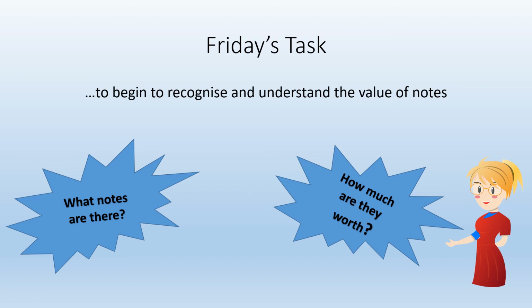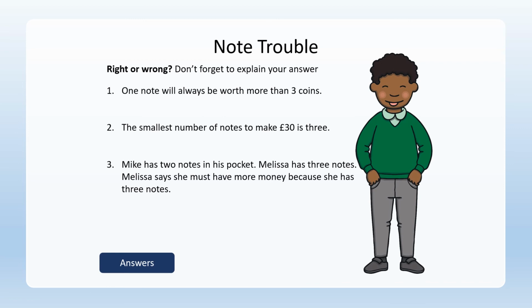Friday's task. To begin to recognise and understand the value of notes. So remember, when you can use bigger amounts of money, use notes instead of coins. So, right or wrong? Number 1, one note will always be worth more than 3 coins. Number 2, the smallest number of notes to make £30 is 3, and Mike has 2 notes in his pocket. Melissa has 3 notes. Melissa says she must have more because she has 3 notes. Pause the video and decide whether each one is right or wrong, and have a think about why.